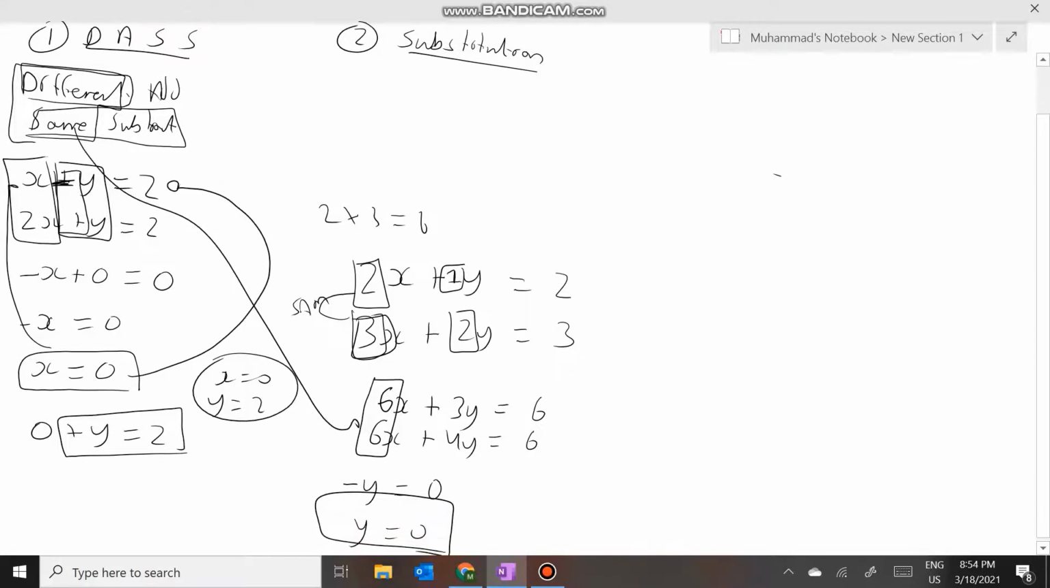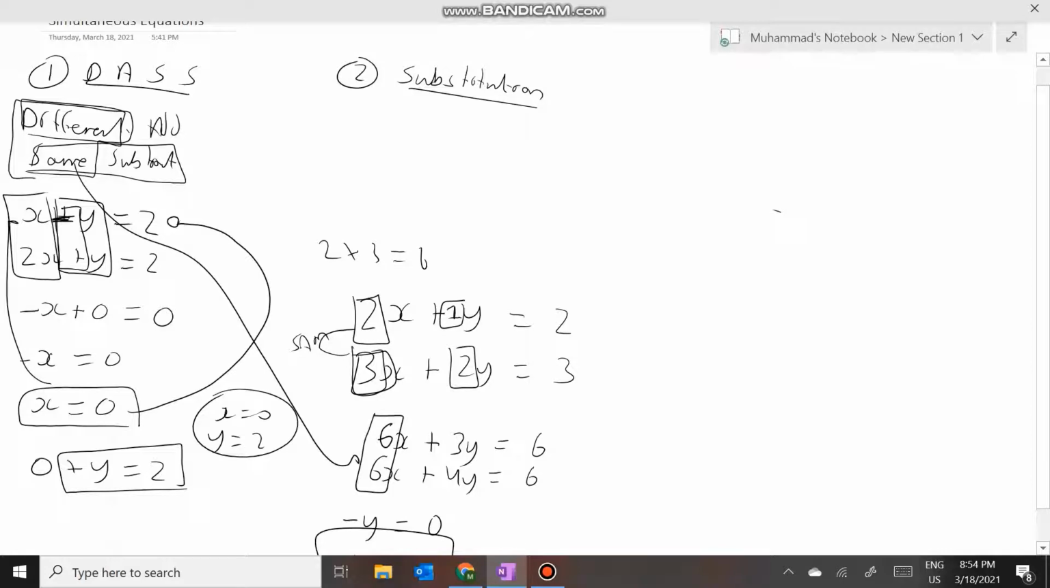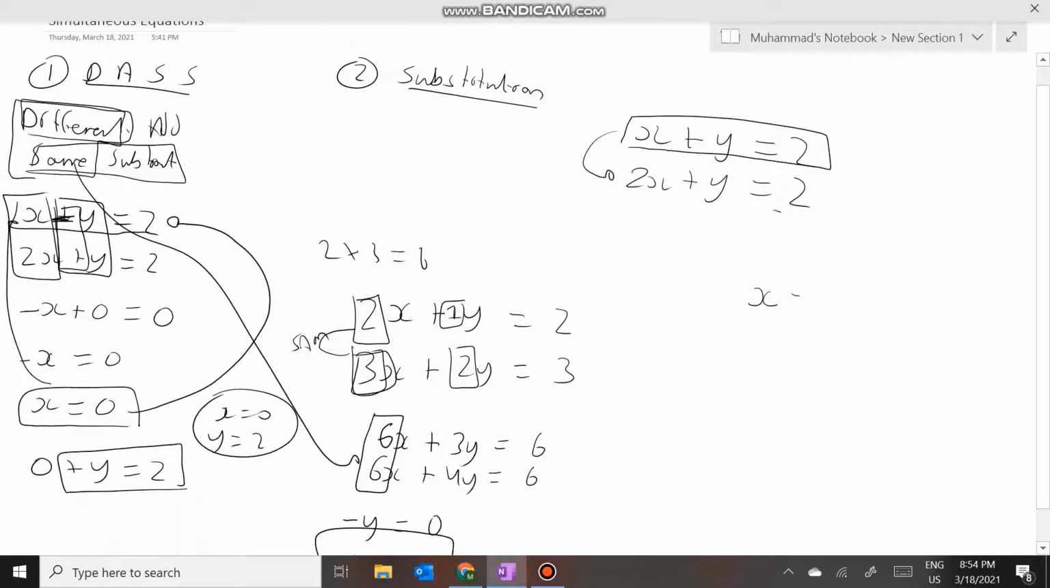And then the substitution method does something very similar to this. We're basically solving it, but what we do is input one of the equations into the other. Let me just show you guys. x plus y equals 2, for instance, and 2x plus y equals 2. We want to substitute x plus y equals 2 into this equation, so we change this equation either in terms of x or in terms of y. So x is equal to 2 minus y, because we subtract y from both sides, and we substitute this value in here.